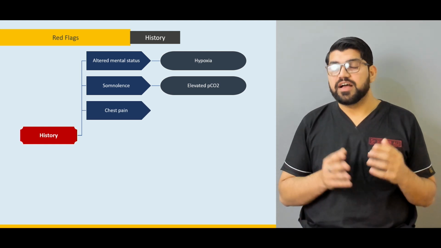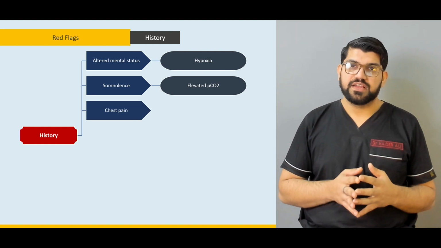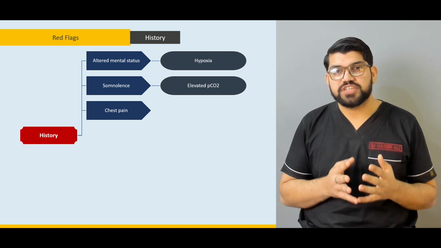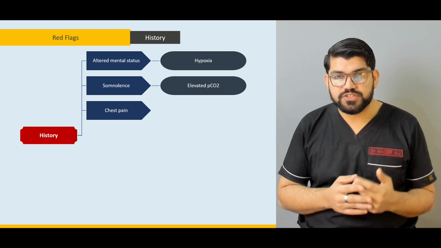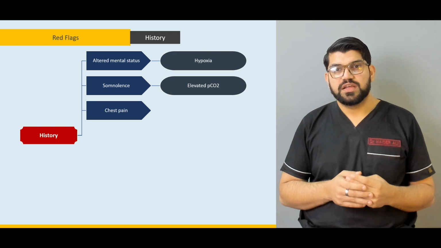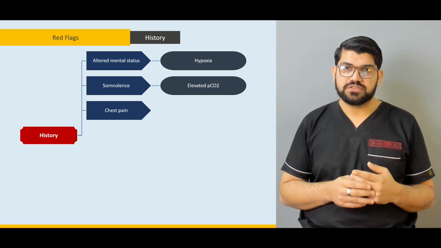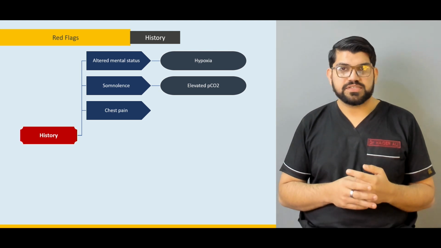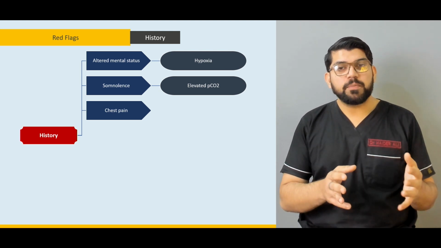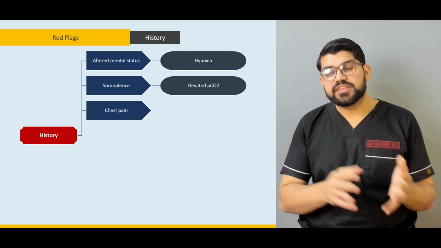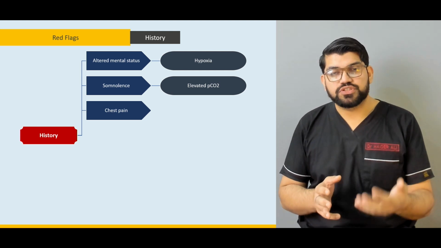Chest pain, another very, very important sign. Why is it important? Because chest pain gives you a clue about two things: cardiac ischemia, myocardial infarction, and pulmonary embolism. We'll talk about the diseases in detail in the next lecture. That's part 2 of this lecture.